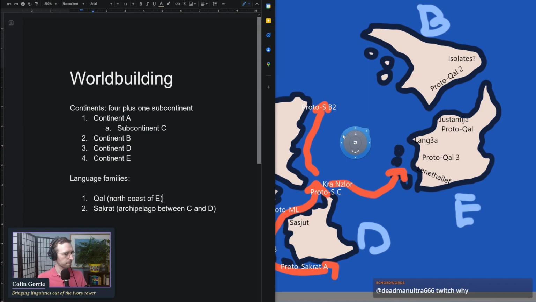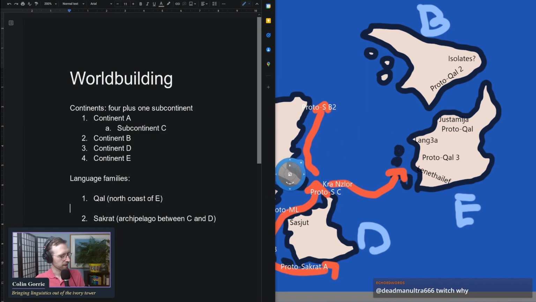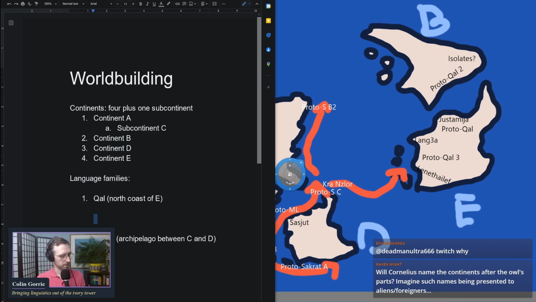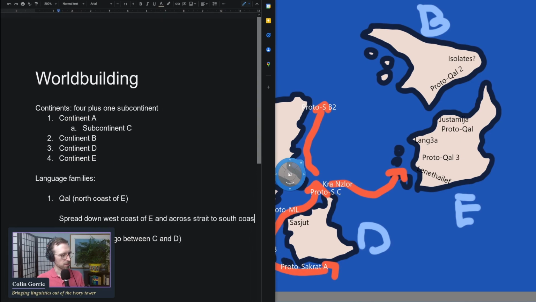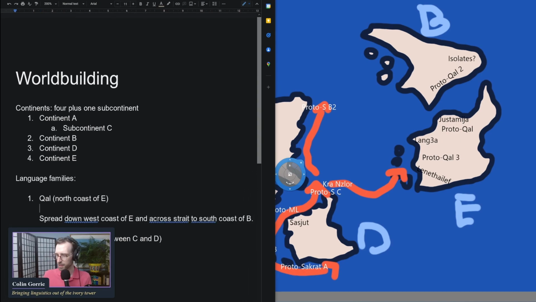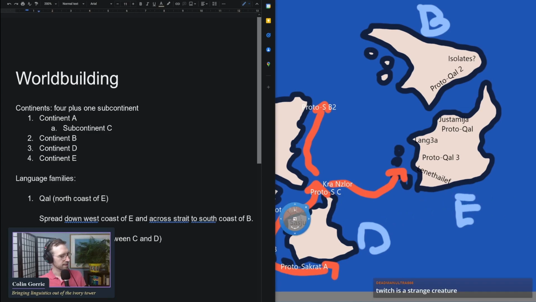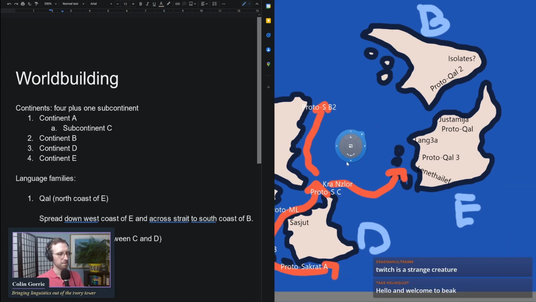They later spread, so we can kind of, I don't know how exactly to organize this, but maybe we could say spread down west coast of E and across some sort of a strait to south coast of B. So that's the Kal languages. And then Sakrat has spread a lot. Probably easier to make a little list here of its spread.